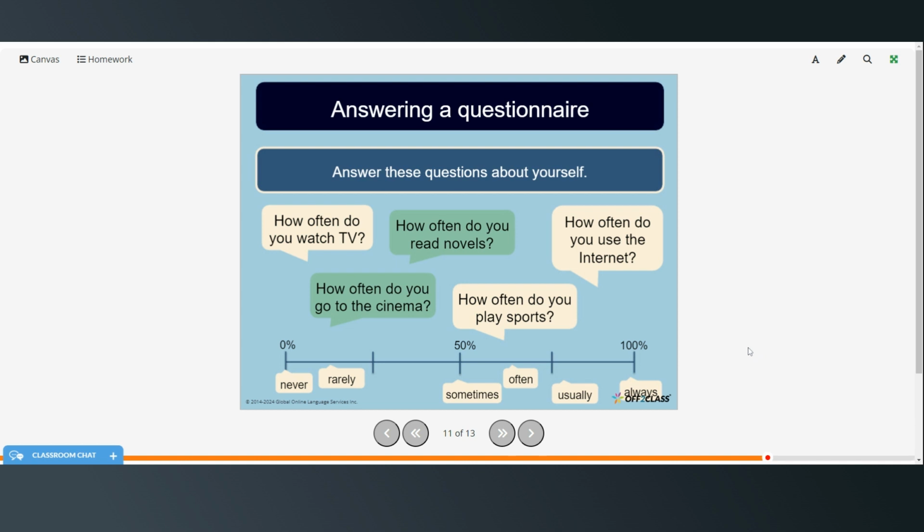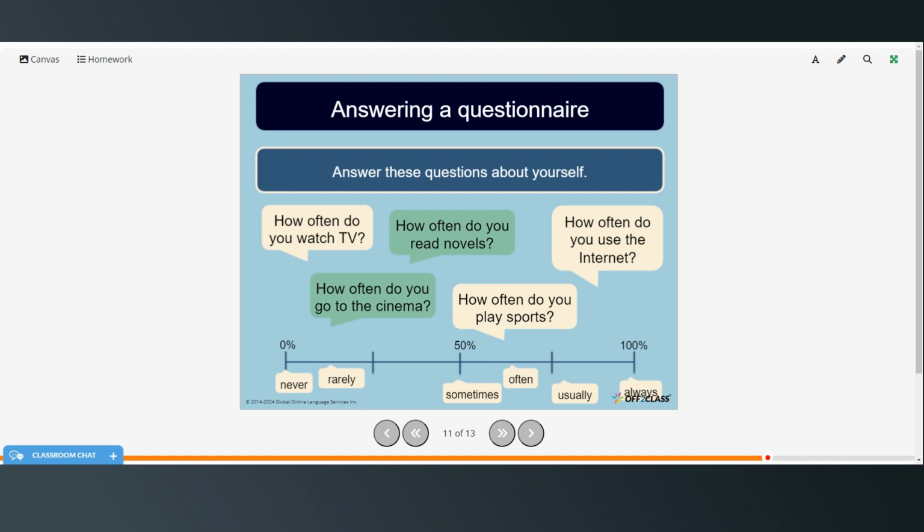All right, so next we want to answer some questions about yourself. And here we have these adverbs of frequency. So we see that never is 0% of the time. Rarely is probably between 1 and about 25%. Sometimes is about half the time. And often would be somewhere between 50 and 75% of the time. Usually is a little more than 75%, and always is 100%.